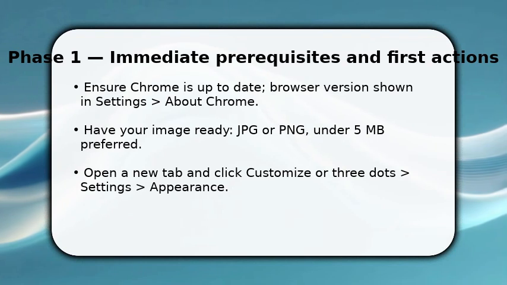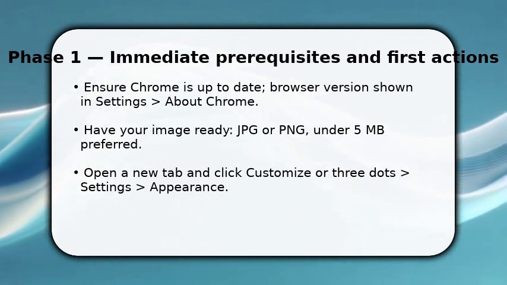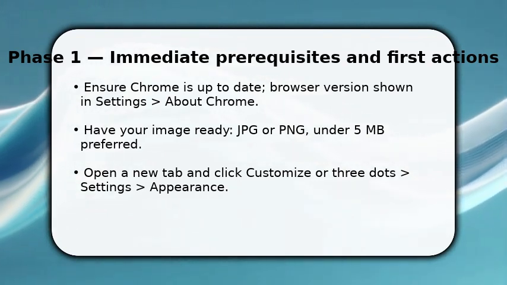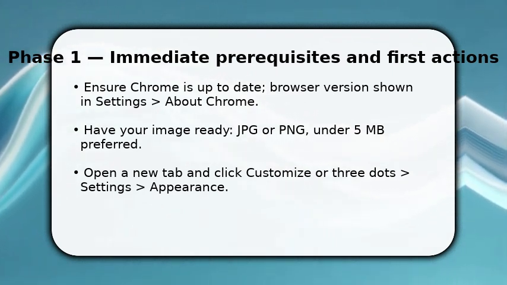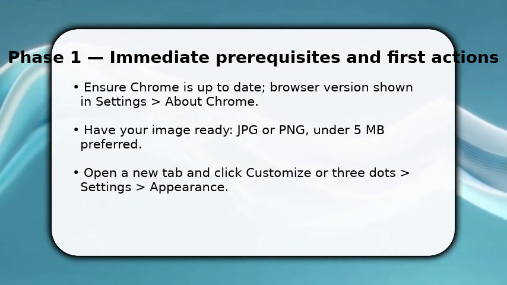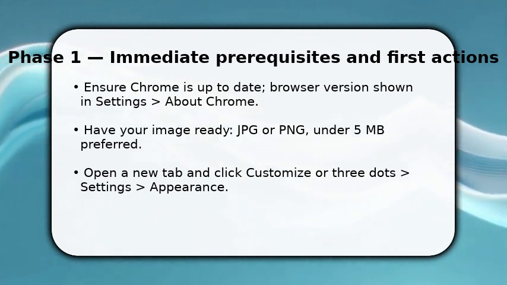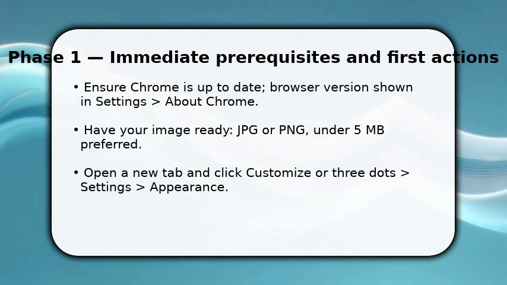You start by opening Chrome and a new tab. This gets you straight to the background options. Once there, click Customize in the bottom right of the new tab page, or go Settings Appearance to reach Theme and Wallpaper controls. Make sure your chosen image is accessible, downloads or desktop works.